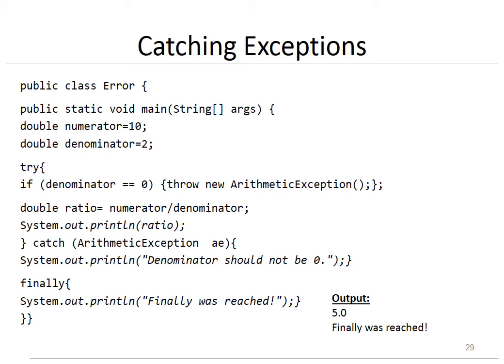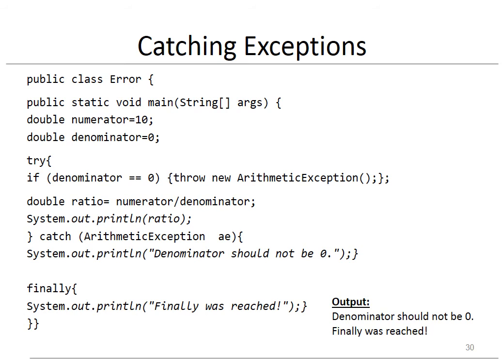Let's see what would happen if an exception would have been thrown. We change the denominator back to 0 and run the class. The exception message, "denominator should not be 0", is now displayed together with the message, "finally was reached", as expected.